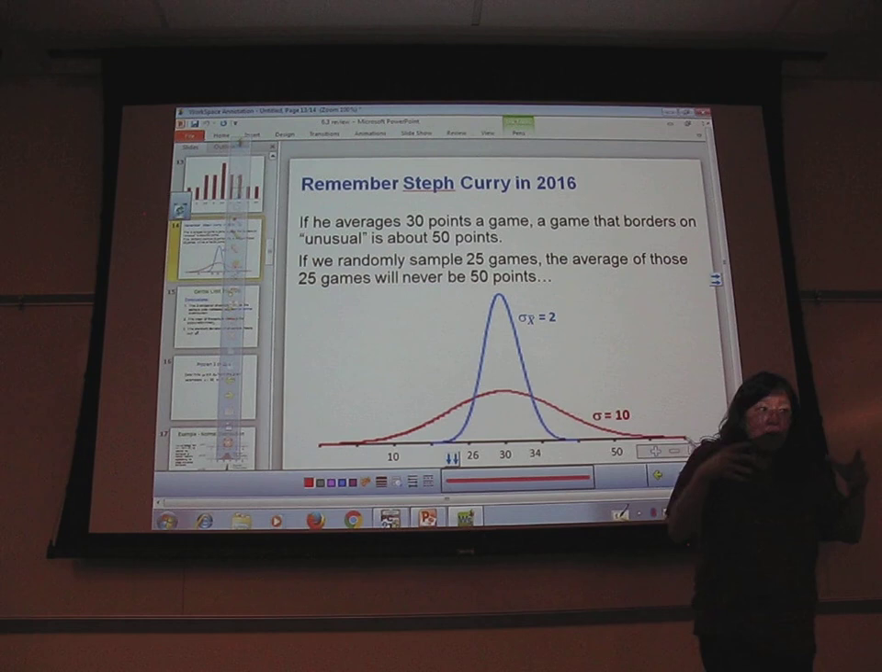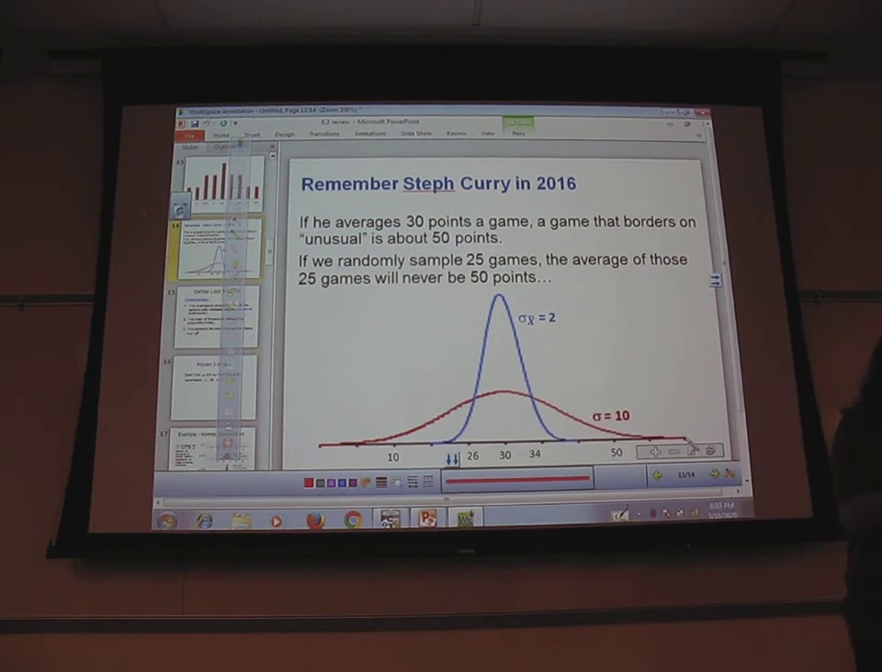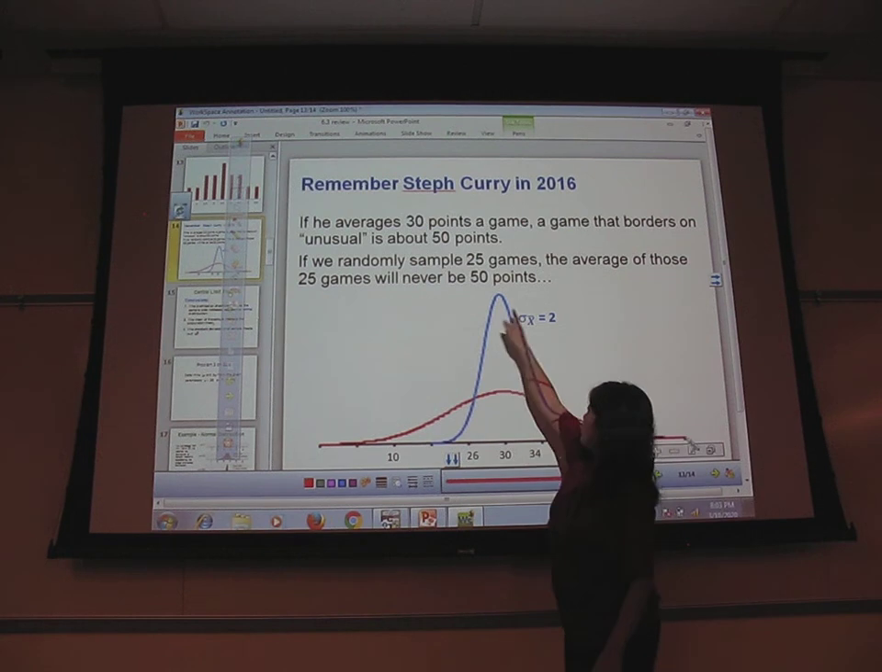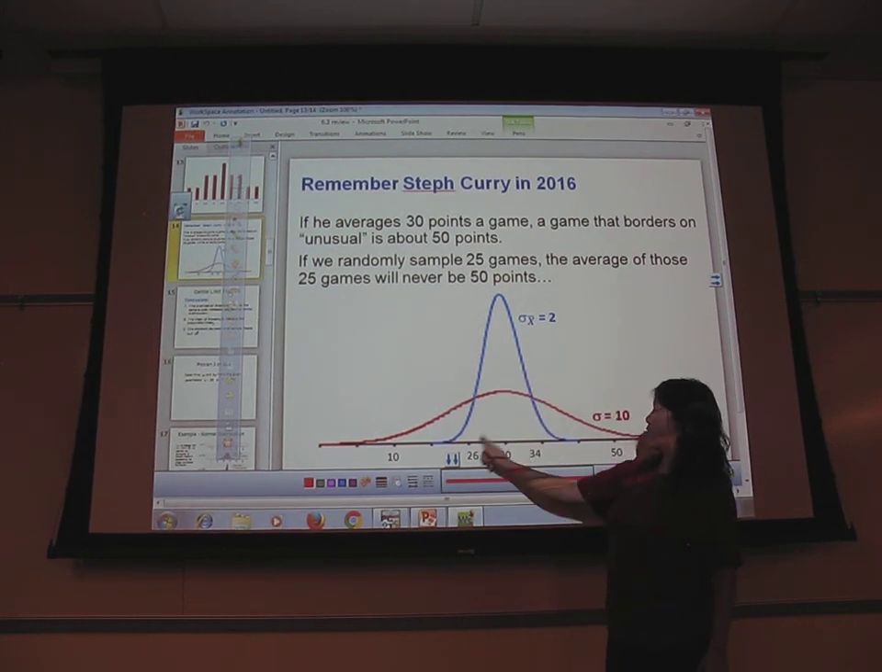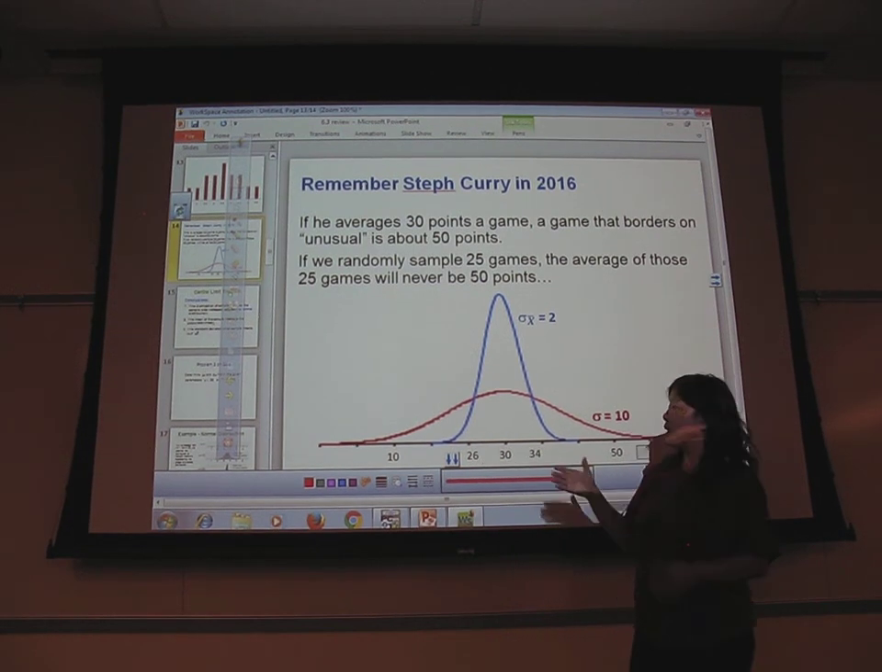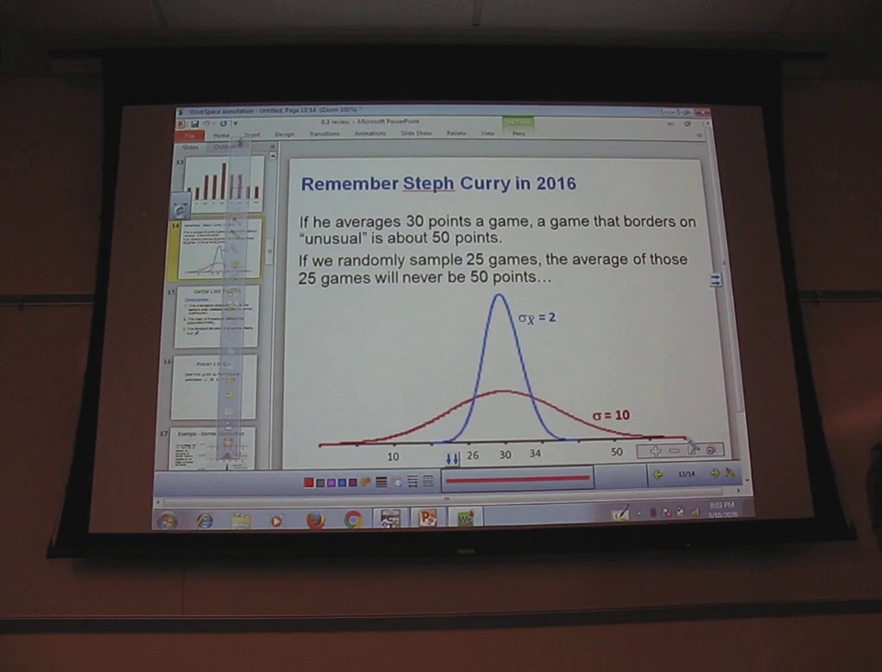But if I took a sample of 25 games, took all possible samples of 25, and averaged them, this would be the distribution curve. It's going to be like this in here. And you'll see, most of the time you're going to get right in this section. Remember, for normal distributions, the two things we care about are the mean and the standard deviation. That's what determines everything about it.